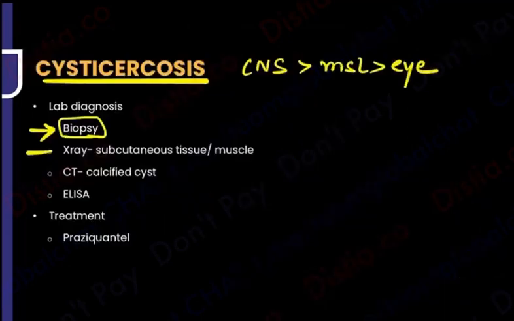Other than that, you can do an X-ray. If you're thinking the nodule is in some soft tissue muscle plane, you can do an X-ray. You can also do a CT scan. Maybe the parasite will get calcified, and you can also do ELISA testing. What is the treatment? As I said, treatment for all is praziquantel.